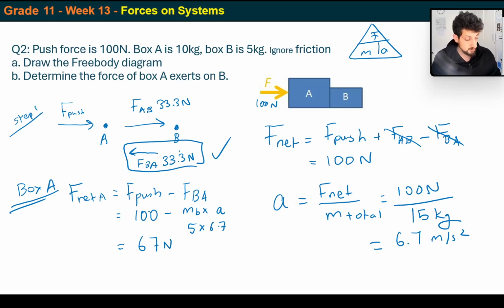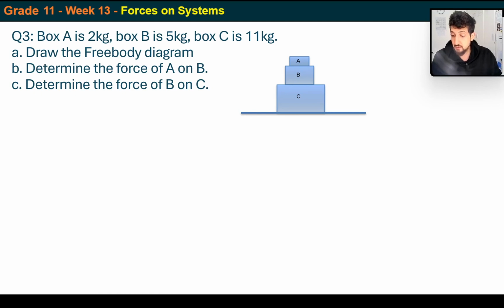Okay. Let's keep going. What about boxes? What if we've got them stacked up? So here we've got a system where the boxes are stacked up on top of each other. Box A is 2 kilograms, box B is 5 kilograms, and box C is 11 kilograms. We've got to draw the free body diagrams for all 3 boxes and determine the force of A on B and determine the force of B on C.